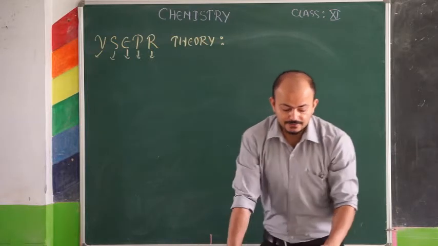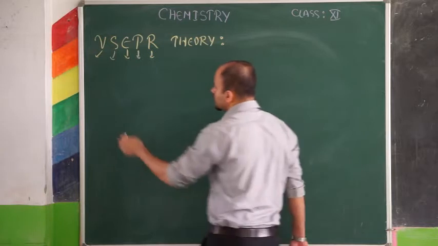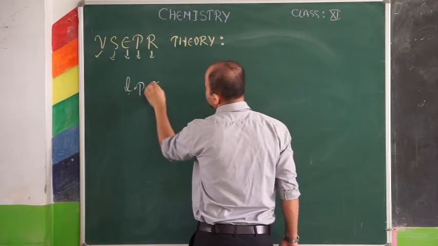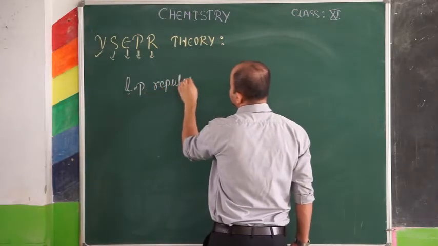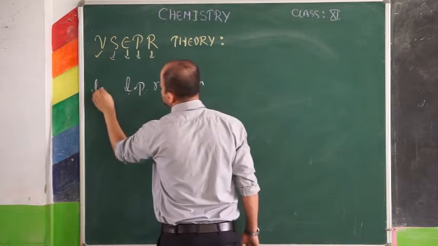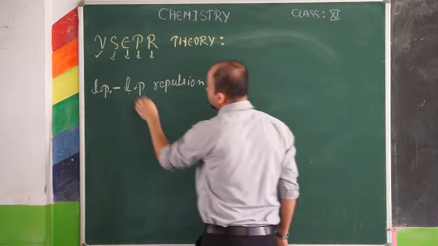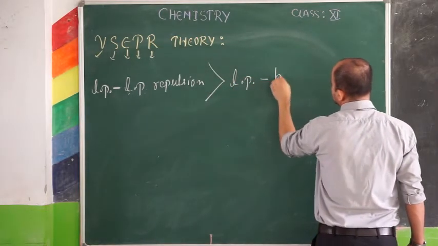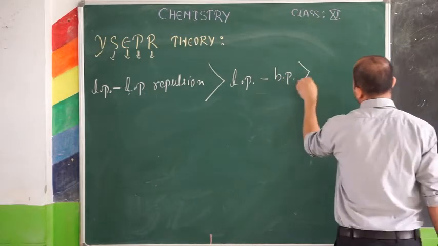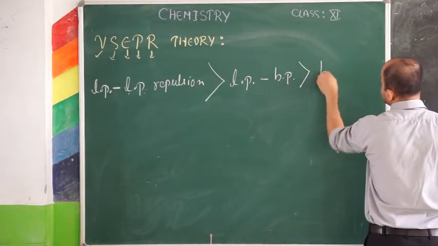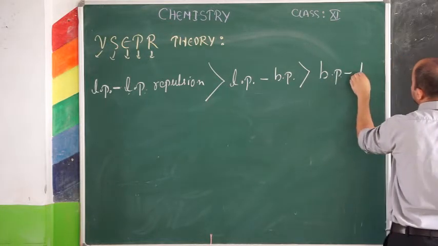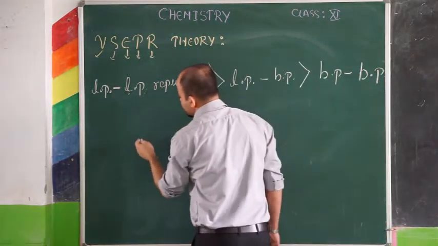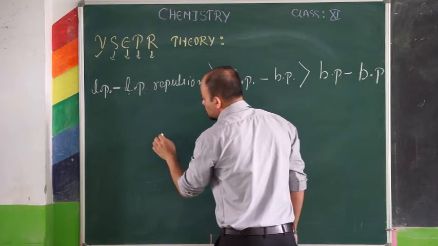Repulsion. And the order of repulsion, this is the main point. The order of the repulsion will be: lone pair-lone pair repulsion is greater than lone pair-bond pair repulsion, which is greater than bond pair-bond pair repulsion. So I need to say this point tells us that suppose you have, say, a water molecule.